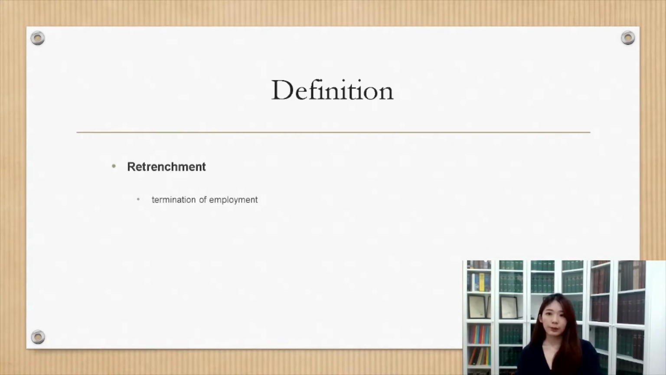So for retrenchment, it means termination of employment. This could be due to surplus or incapacity of employees to match the performance standard of a company. To put it simply, it means that the number of employees in the company is in excess of what the company actually requires. This could be due to economic turmoil, whereby companies are forced to downsize or restructure its business.